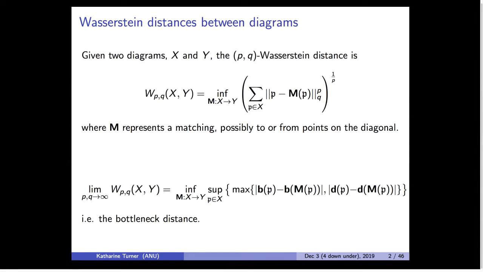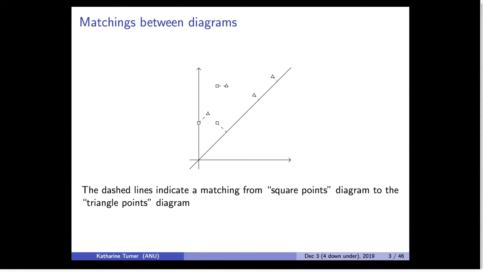So we look over the infimum of all possible matchings, and then we're looking at the largest difference in terms of either births or deaths within that matching. So let's remind ourselves with a picture. We have two diagrams here. We have a square diagram and we have a triangle diagram, okay? And the way we do a matching is we make a bijection between the points in the square diagram and the points in the triangle diagram.